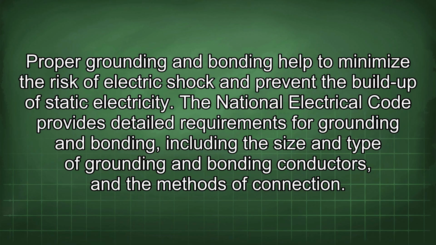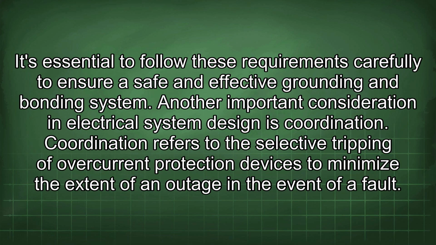Proper grounding and bonding help to minimize the risk of electric shock and prevent the build-up of static electricity. The National Electrical Code provides detailed requirements for grounding and bonding, including the size and type of grounding and bonding conductors and the methods of connection. It's essential to follow these requirements carefully to ensure a safe and effective grounding and bonding system. Another important consideration in electrical system design is coordination. Coordination refers to the selective tripping of overcurrent protection devices to minimize the extent of an outage in the event of a fault.